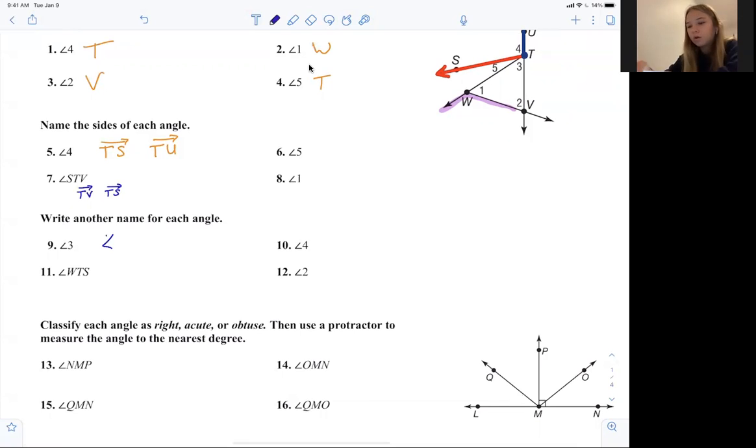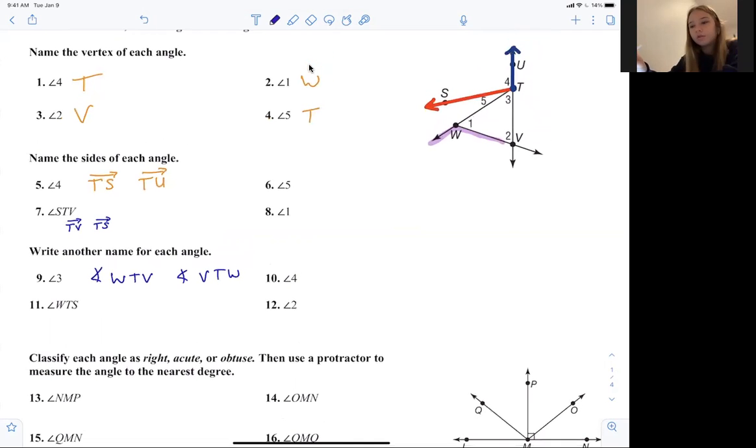Angle. Now remember, the vertex is the middle letter. The vertex is the middle letter. So we would say, no, ST is not part of angle 3. Thank you. Angle WTV. And then you can just switch the letters, right? Angle VTW. Either one of those is okay. Does it matter which one you write down? No difference. Why wouldn't it be UTW? Or I mean UTV, sorry.